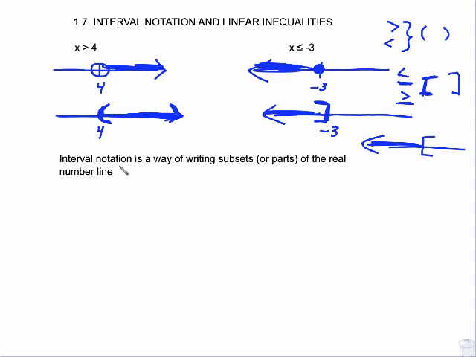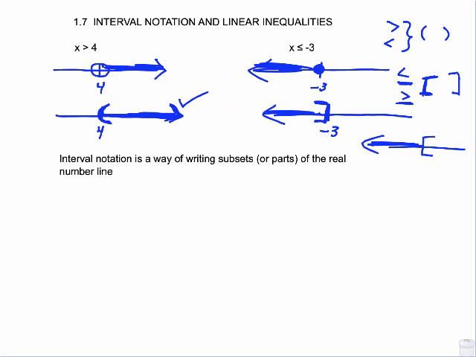Now, let's talk about interval notation. Interval notation is a way of writing subsets or parts of the real number line, which is really what we did up here. When you graph this right here, that's a subset. That's a part of the number line. That is the number line from 4 all the way to the right. This is part of a number line. That is from -3 down to the left. So that's what interval notation is. It's just a way of writing the solution to an inequality. Of course, we will also use interval notation in other topics in this course, but right now we're using it to display the answer to an inequality.